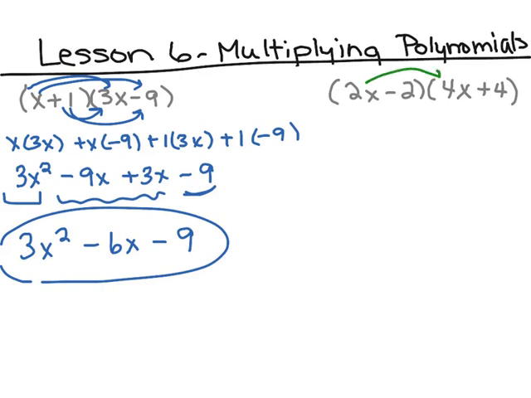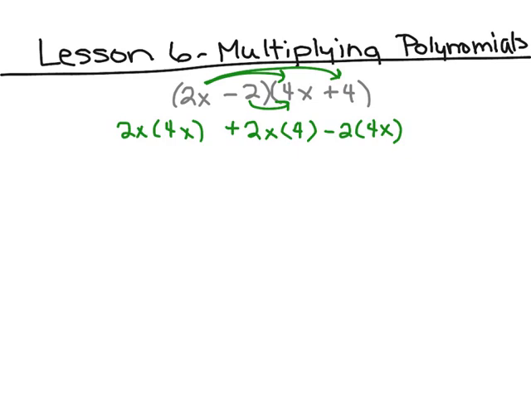Next example, we have 2x multiplied by 4x, plus 2x multiplied by 4, minus 2 multiplied by 4x. I don't have enough room. One second. Ta-da! Like magic, I know. Okay. Now our last step is negative 2 times 4. Now we're going to multiply everything out.